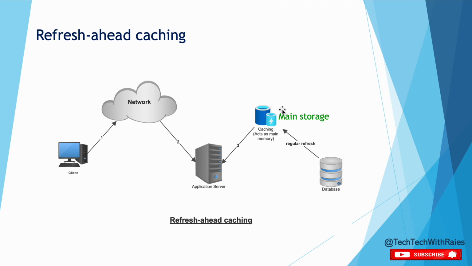and this way the latest available version of the data is served to the application server and finally to the client. So you can see this particular data is regularly being refreshed, and this is why it is called refresh-ahead caching. This caching technique must be used with some already used caching patterns, for example write-through or read-through.